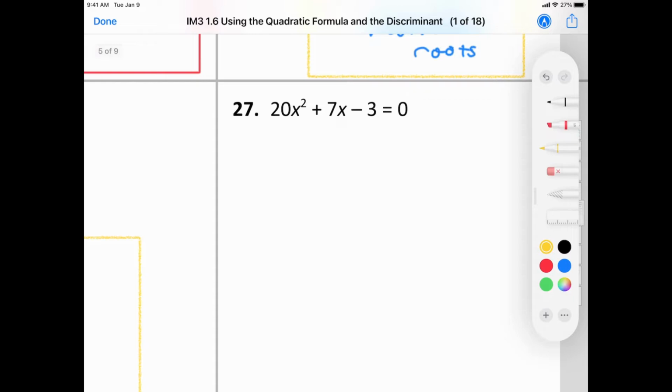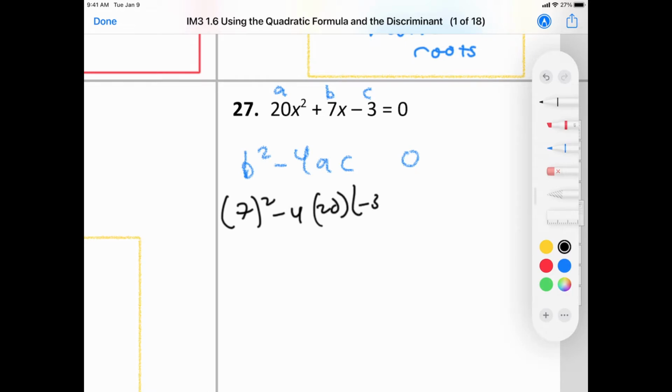Number 27, A, B, C. Write down a formula. Let's go ahead and do a substitution. B is 7, A is 20, and C is -3.